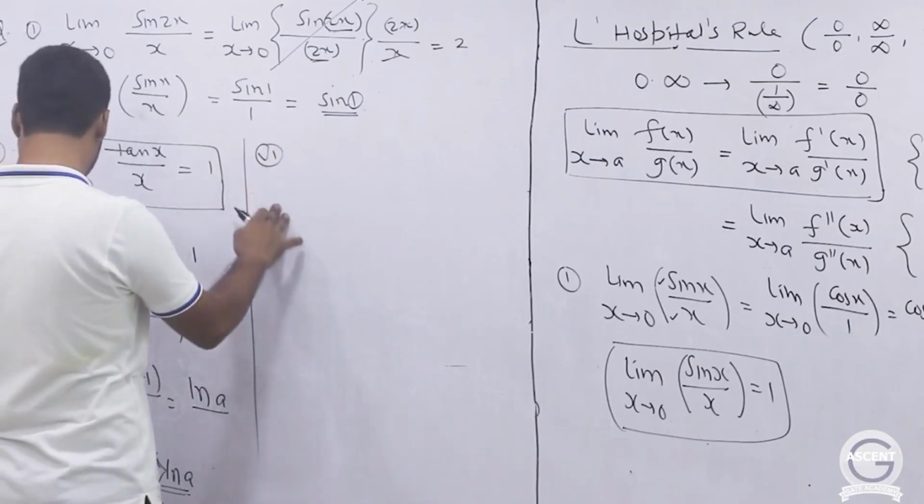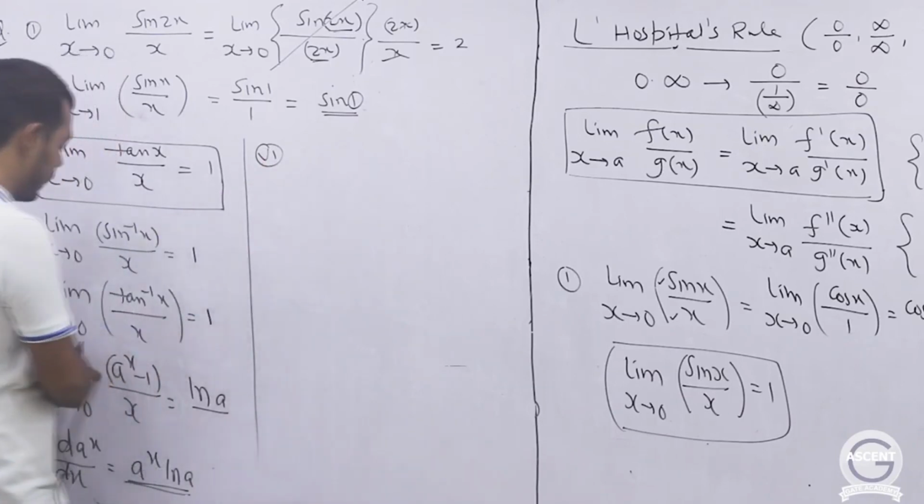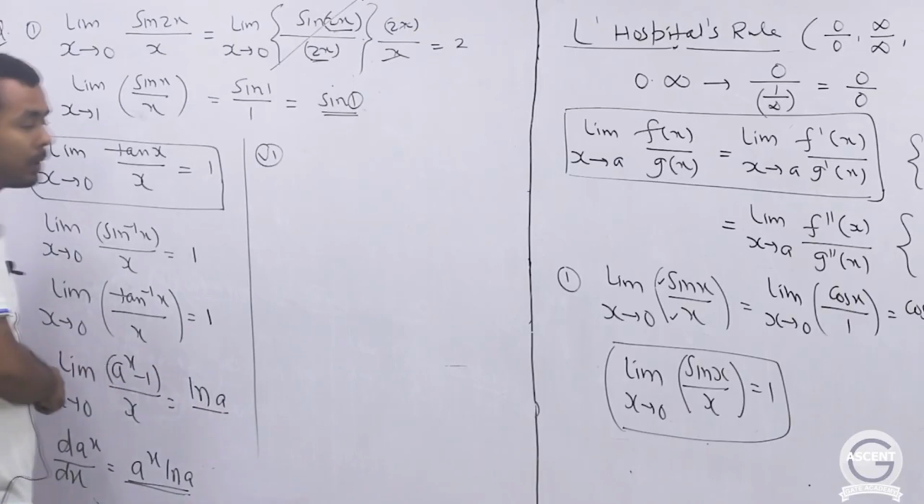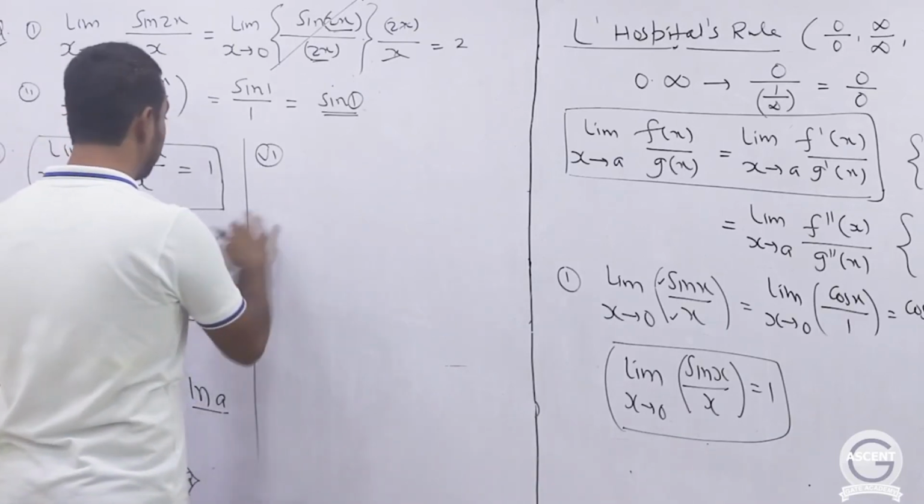And here, if you have e to the power x minus 1, then you will get 1, because in place of a you now have e.